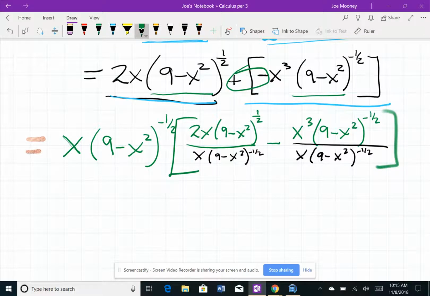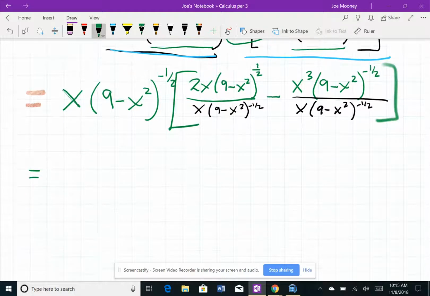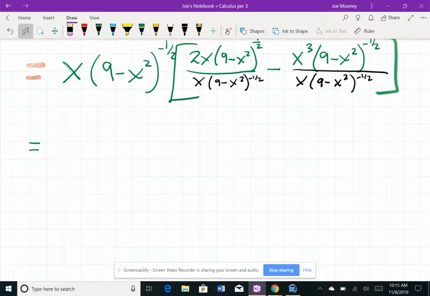All right, now it should be easy to see what we're doing. So let's go ahead and move to the next step. I'll keep that there so you can see that.